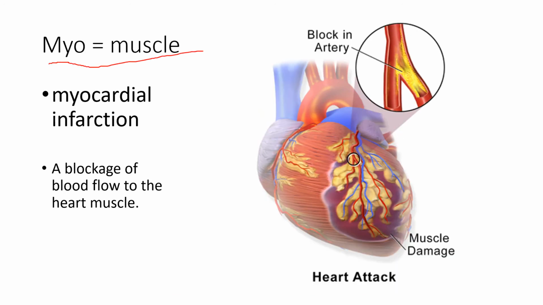Myo, dealing with muscle, like an MI, myocardial infarction, that's a blockage of blood flow to the heart. That's a situation where the coronary artery is blocked. The heart is a muscle. It needs blood as well. It needs oxygen coming from the circulatory system. It is not going to get the oxygen of the blood going into the chambers, but it gets its oxygen to feed the cardiac muscle from the vessels that you see here on the outside.